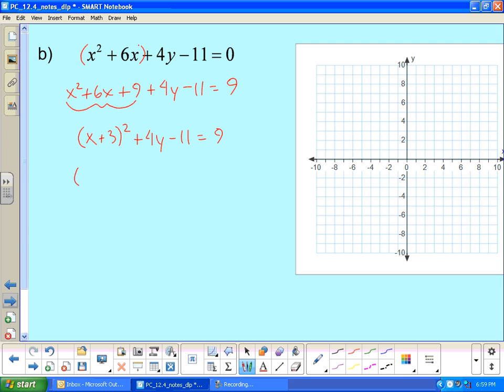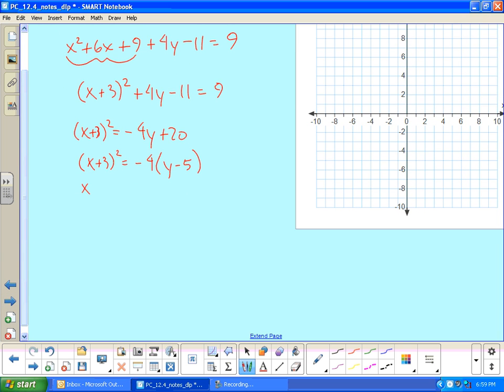And then I'm going to isolate and get that by itself. It's equal to negative 4y plus 20. Then I'm going to see if I can show a k value over there on the right-hand side by factoring out the negative 4. I'll be left with a y minus 5. So I'm now in this form: x minus h equals 4a times y minus k. hk is a negative 3, 5. 4a is a negative 4, which means my a is a negative 1.